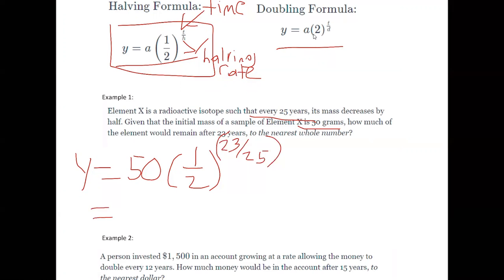When I plug this in, I got 26.425, so that's closest to 26. So you'd have roughly 26 grams, which makes sense because it takes 25 years to be half of what you started with. Since we only have 23 years, it's going to be close, but not quite half. So that answer seems pretty reasonable based on the information.